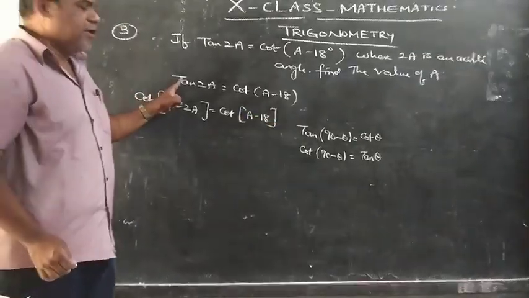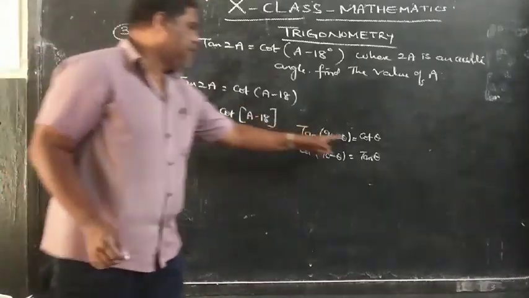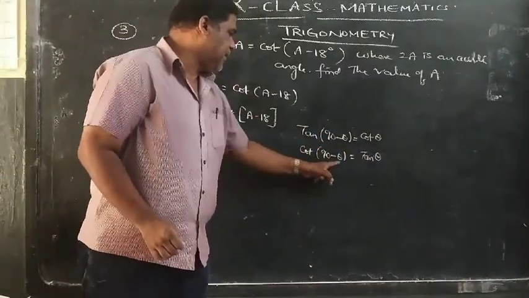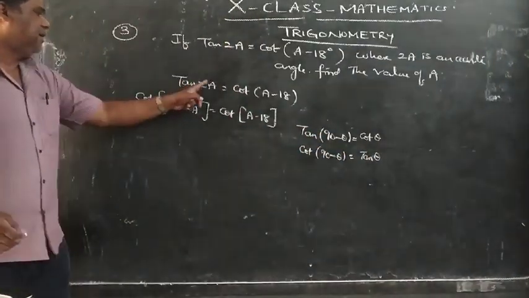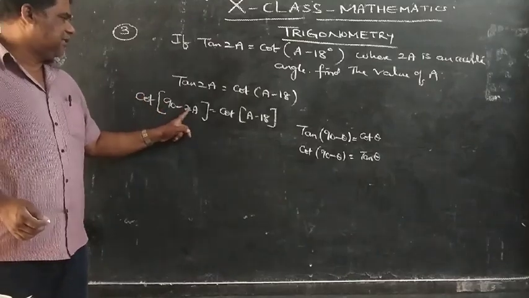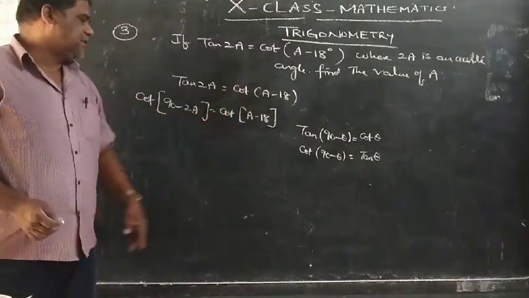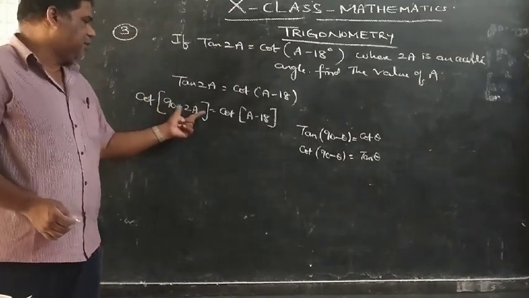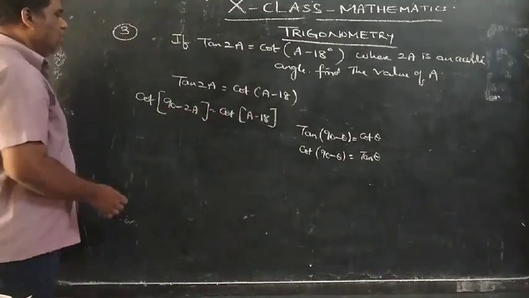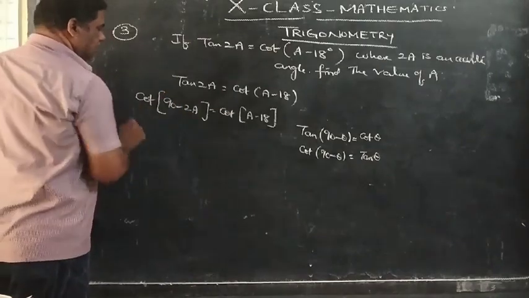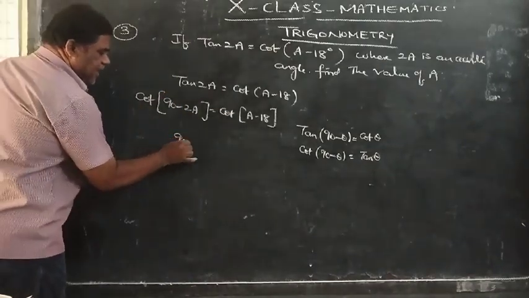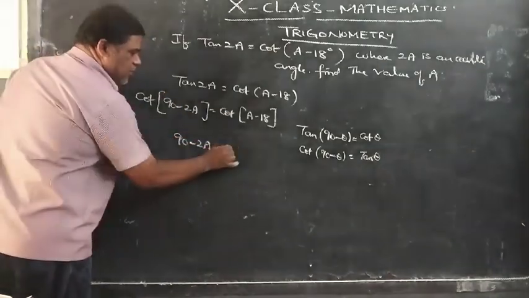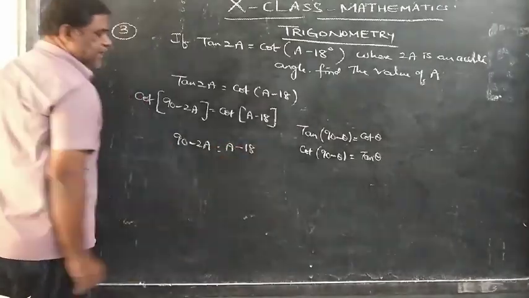Left side is in the form of tan theta. So tan theta can be written as cot 90 minus theta. RHS you keep as it is. Now both are in tan cot only. Cot 90 minus 2a, cot a minus 18. Both sides you can remove this cot. Then we will get 90 minus 2a is equal to a minus 18.